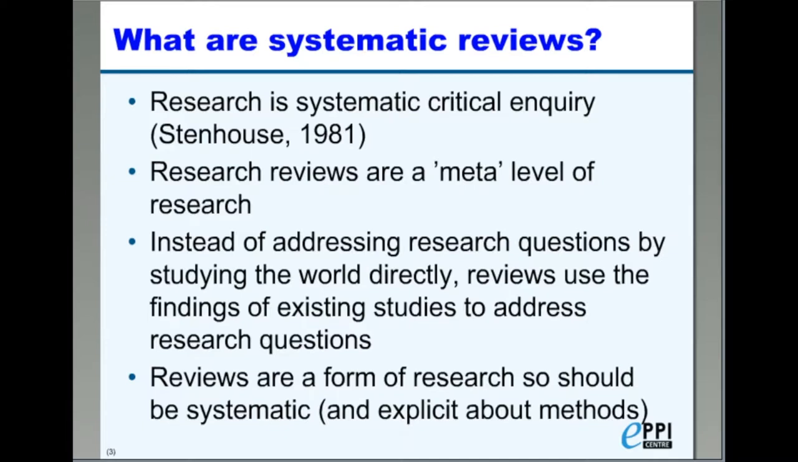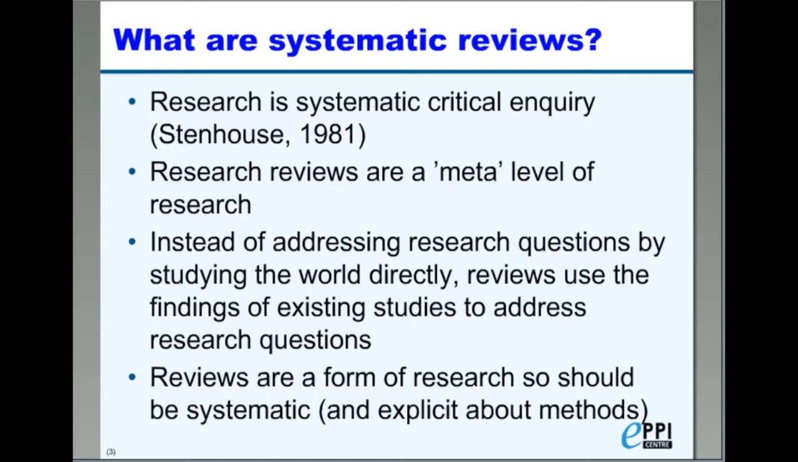So, first of all, what are systematic reviews? Well, they are reviews of research, and research is systematic critical inquiry. People do primary research out in the real world, and research reviews are a meta-level of research where you bring together the findings of already completed studies. Instead of addressing research questions by studying the world directly, reviews use the findings of existing studies to address research questions.